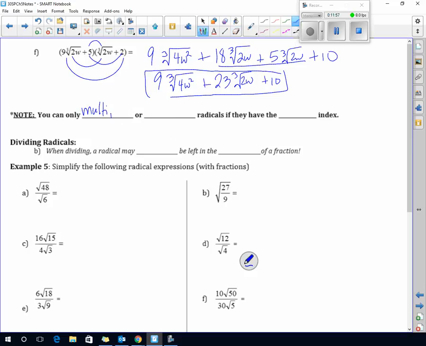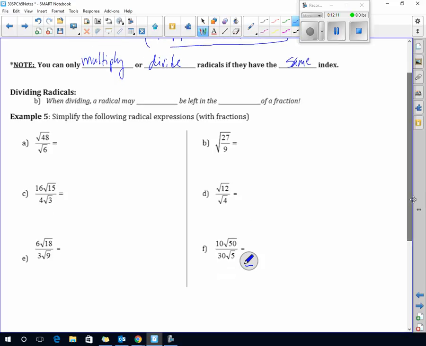Dividing radicals. So when dividing radicals, a radical may not be left in the denominator of a fraction. So we can't have a radical as a denominator is what I'm trying to say.